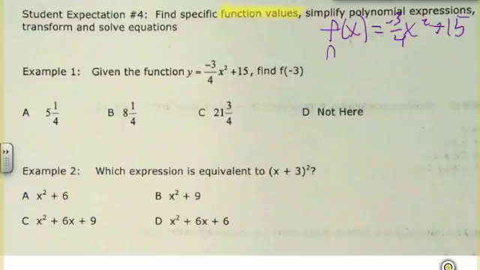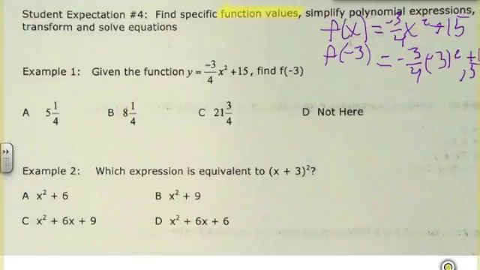And then if I want to find f of negative 3, what am I going to do with that negative 3? Plug it in where? Okay, so I've got that's equal to negative 3/4 times negative 3 squared plus 15.